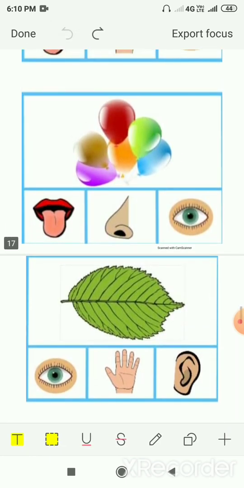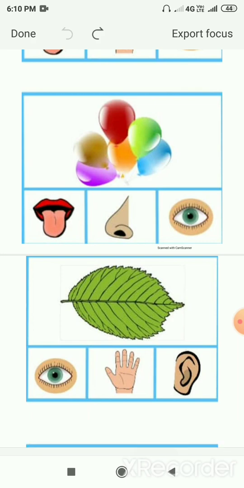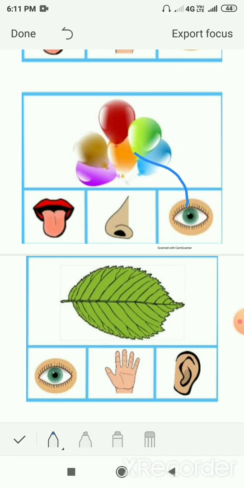Next is balloons. By which organ can you identify different colors of balloons? By tongue, ear or eyes? So by eyes you can identify the different colors of balloons.